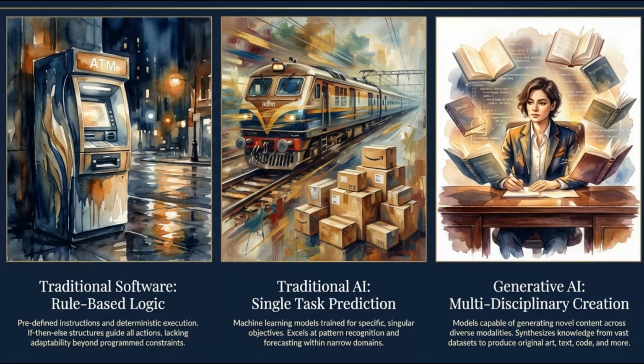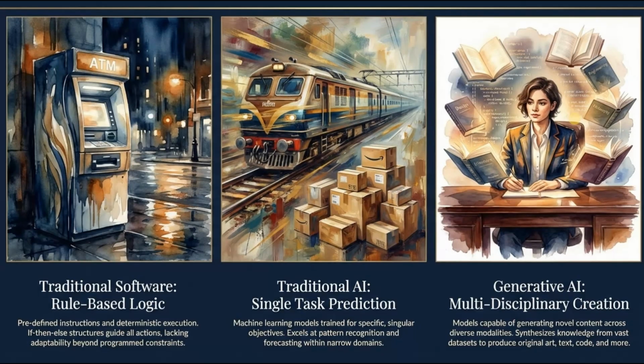Now let's shift gears to generative AI, which specializes in creating new content. Generative AI is a completely different beast. It does not just classify or predict, it actually creates. It generates entirely new content like text, images, code, audio, video, and more, that did not exist before. And it can do this across a huge variety of tasks without being retrained for each one.